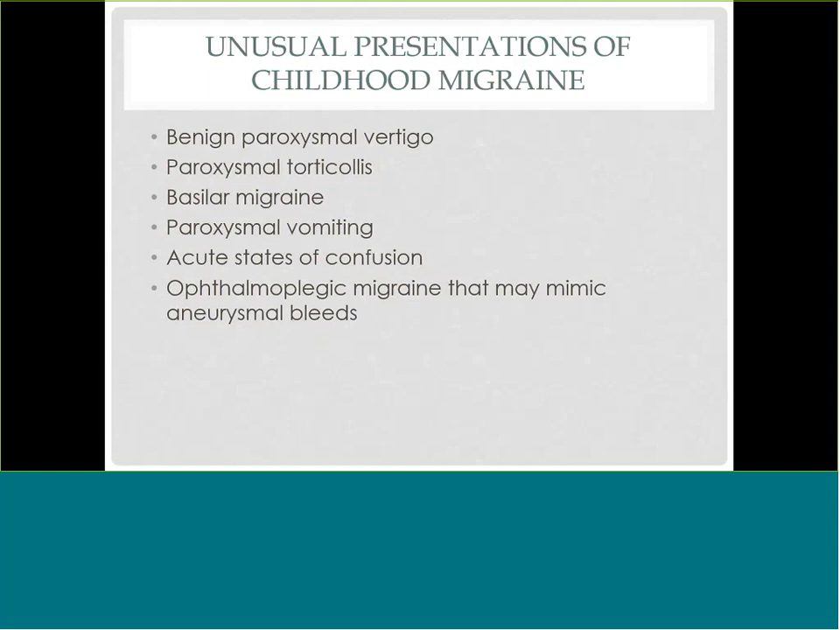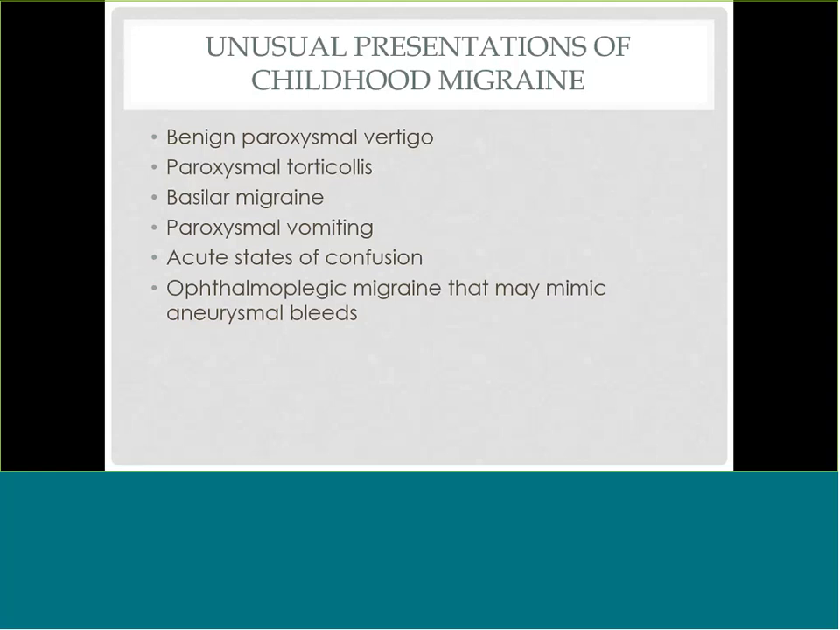Now, there are some unusual presentations of childhood migraine that I'd like to go over. So one is called benign paroxysmal vertigo. This is a syndrome that occurs primarily in toddlers. A child will be walking and then suddenly lose balance, look pale, and may fall to the ground. They may complain of dizziness or spinning. The episodes last a relatively brief period of time and resolve, but can recur. These episodes of vertigo are not elicited by change in position as they are in adults, but occur just spontaneously.